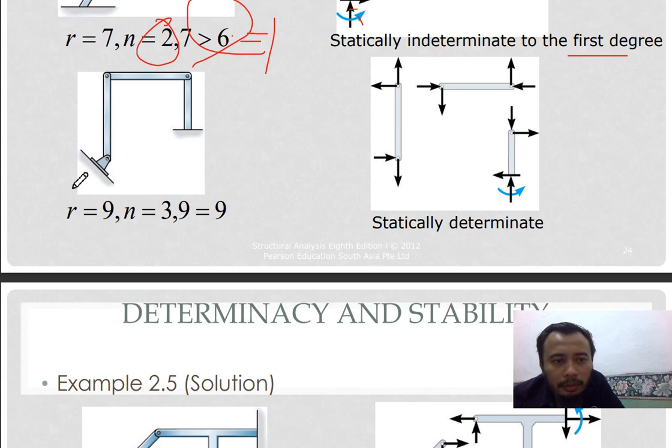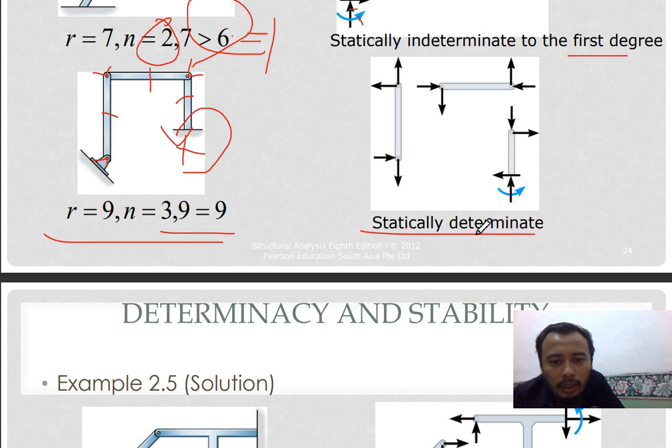Next is a frame. You have 3 members. 1, 2, 3. You have 2 reactions here. 1, 2, 3, 4, because it's also a pin. 5, 6, 7, 8, 9. You have a moment here because it's a fixed support. So 9 equals 9. This is statically determinate.